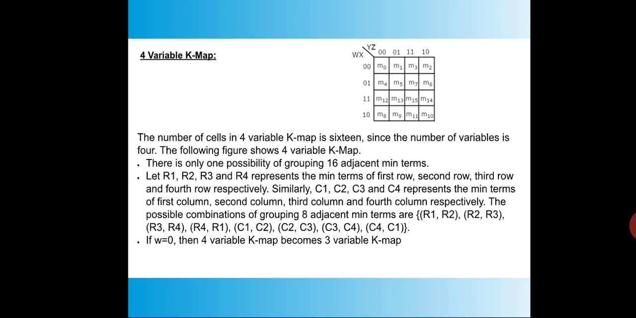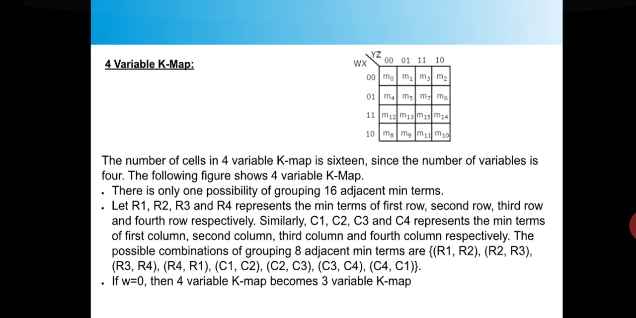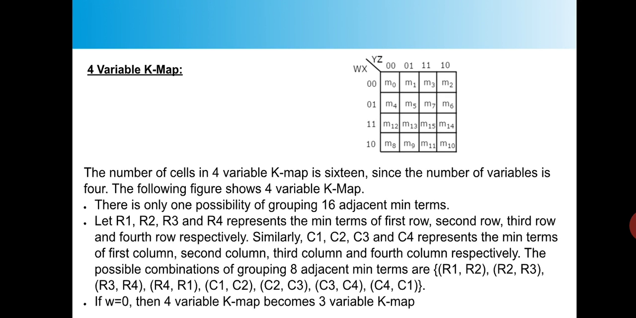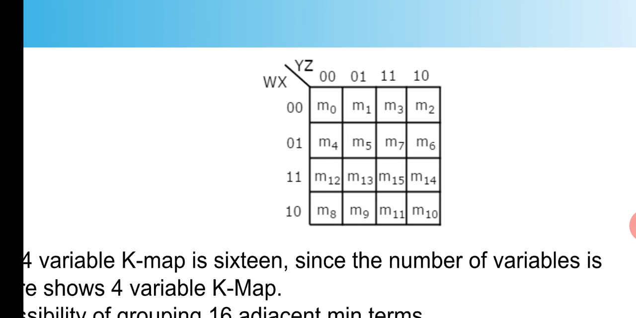Okay, now you have one more concept called 4 variable Kmap. Now you have seen the 3 variable Kmap, 2 variable Kmap. Now it is the 4 variable Kmap. Now how to do that? So again, you have 4 literals here, wx and yz. When both wx are 0 and yz are 0, then it is m0. When you have wx 0 and yz is 0, 1, that means y is 0, z is 1, it should be marked as m1. And when you have wx 0, 0 and yz is 1, 1, it is m3. So like this you can mark.